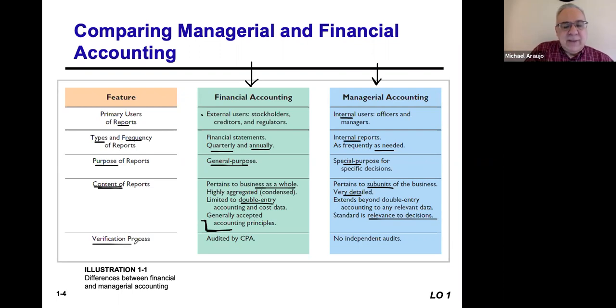And in terms of verification, financial accounting is audited, right? And the auditors are CPAs, those specialists in financial accounting. Management accounting reports have no audit. There's no independent audit. It's strictly for managers and for their decision-making purposes only.